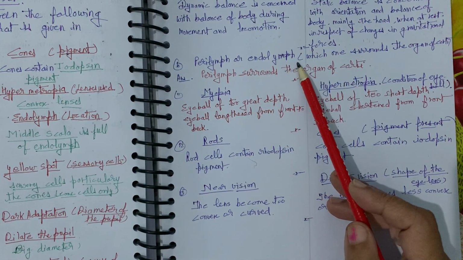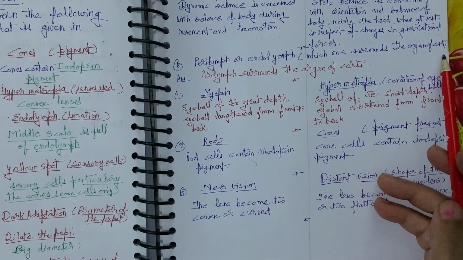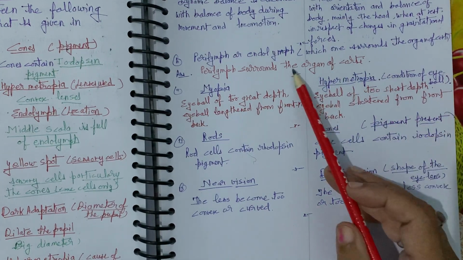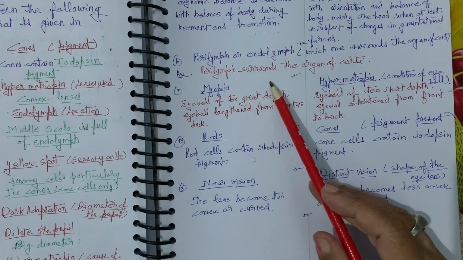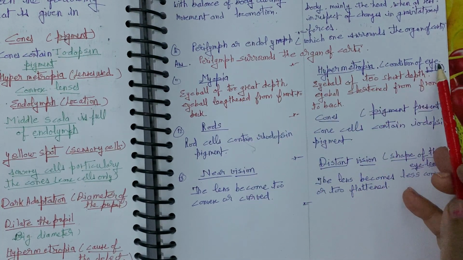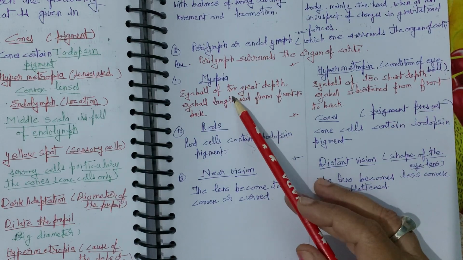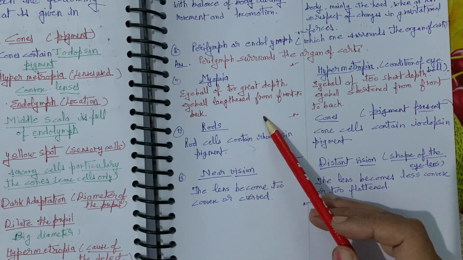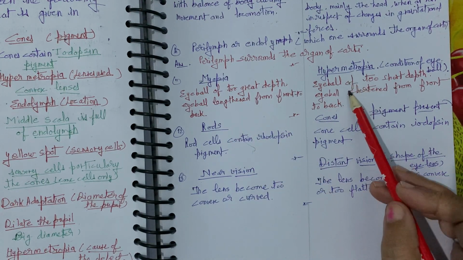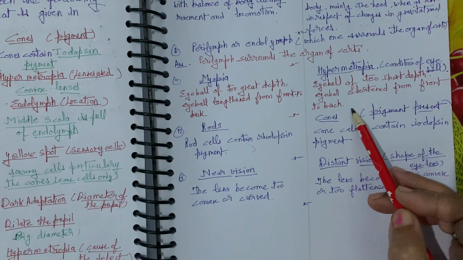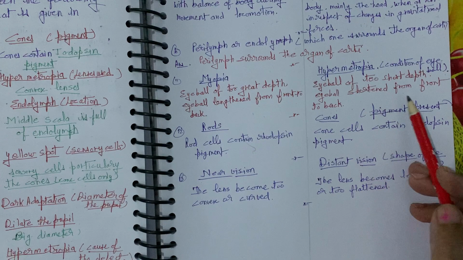Perilymph or endolymph: which one surrounds the organ of Corti? Perilymph surrounds the organ of Corti. Myopia and hypermetropia, condition of the eyeball: in myopia, the eyeball is of too great depth, lengthened from front to back. Whereas in hypermetropia, the eyeball is of too short depth, shortened from front to back.